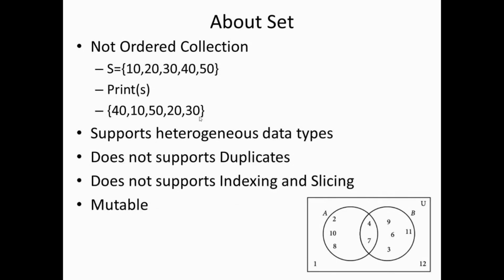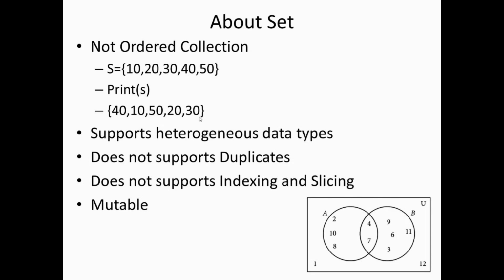And it supports heterogeneous data types. That means you can have different types of data like integer, character, float, like that. You can have a mixture of data types in a single set. And set does not support duplicate elements. That means if you provide duplicate elements, it will show only one time.